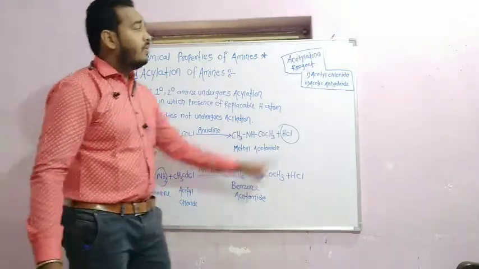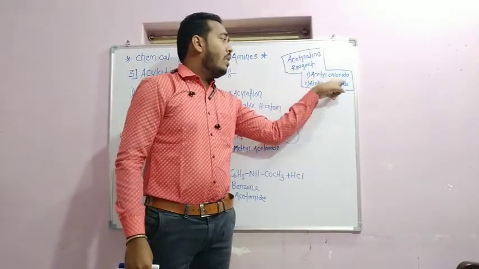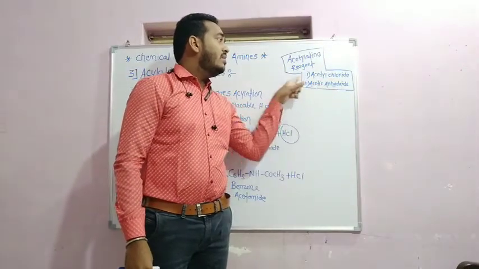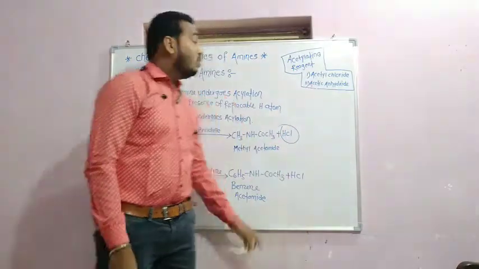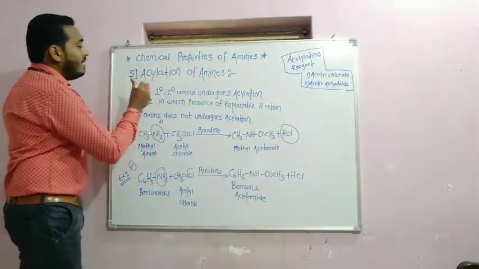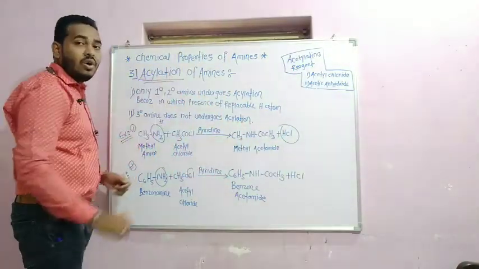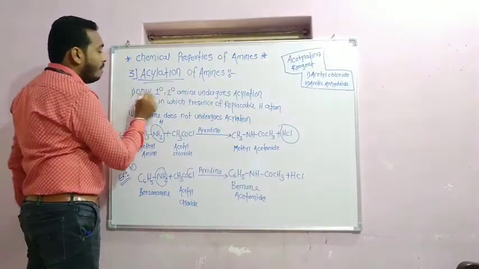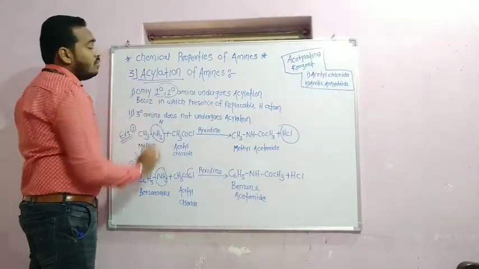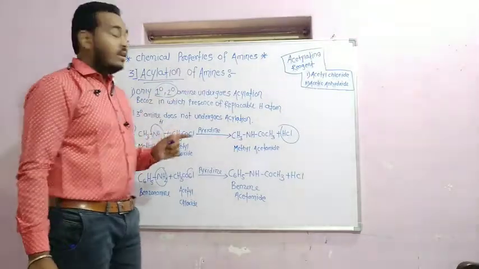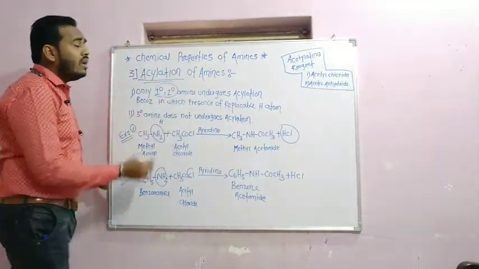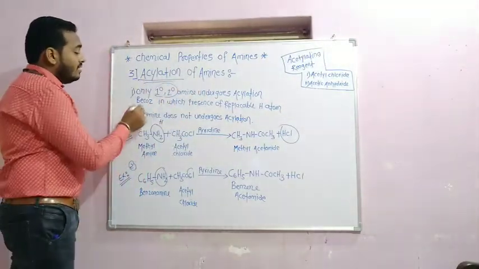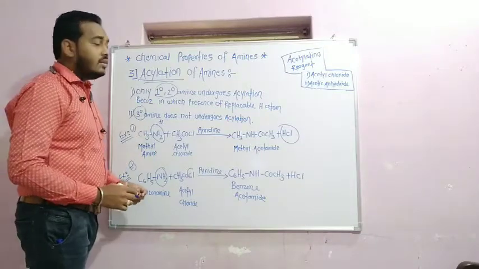And also remember one thing: acetyl chloride or acetic anhydride are the acylating agents, and this reaction is called the acylation of the amines. Only primary and secondary amines undergo the acylation of the amine, not the tertiary amine.